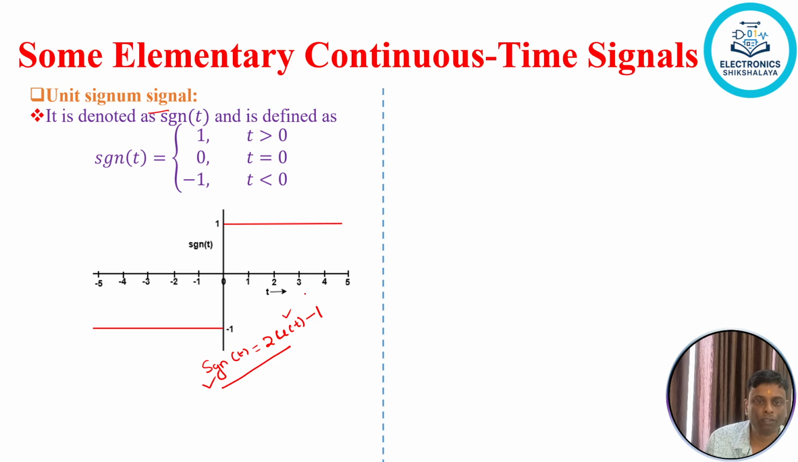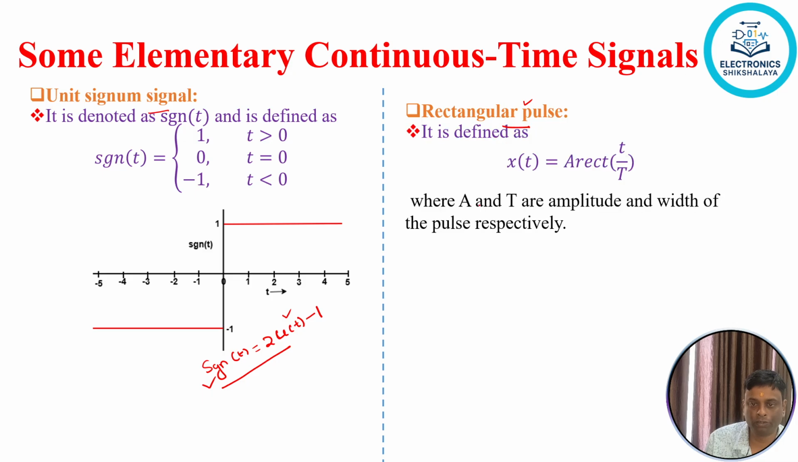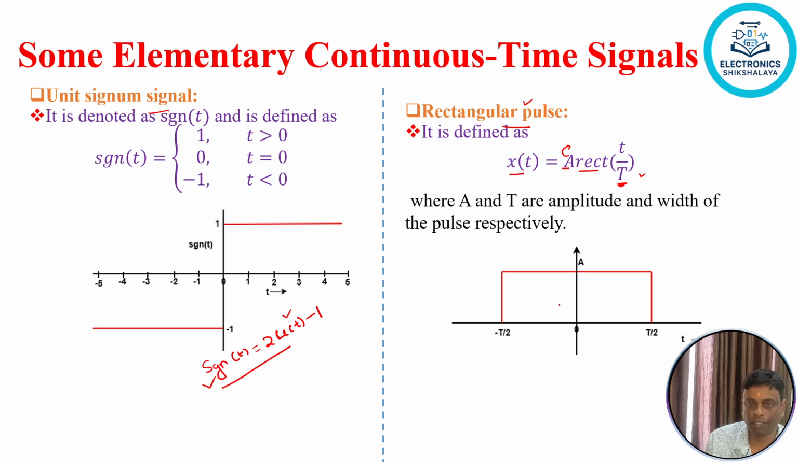Let us see the last type of elementary continuous time signal, the rectangular pulse. The rectangular pulse is defined as x of t equals A rect of t by T, where A is the amplitude of the pulse and T is the time period of the pulse. Let us see how the diagram looks. This is the rectangular pulse, here the period is T, from minus T by 2 to T by 2, and this is the amplitude A.